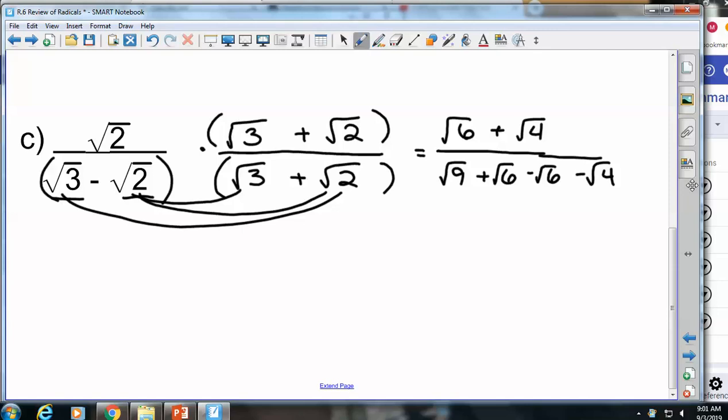I lost it. Why do you add and then parentheses? Why did I put those in?